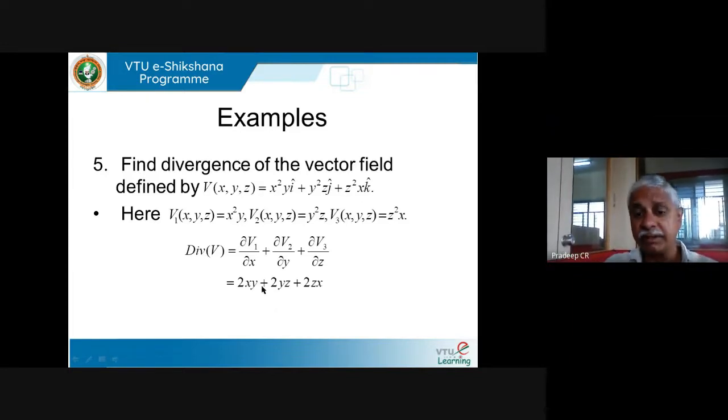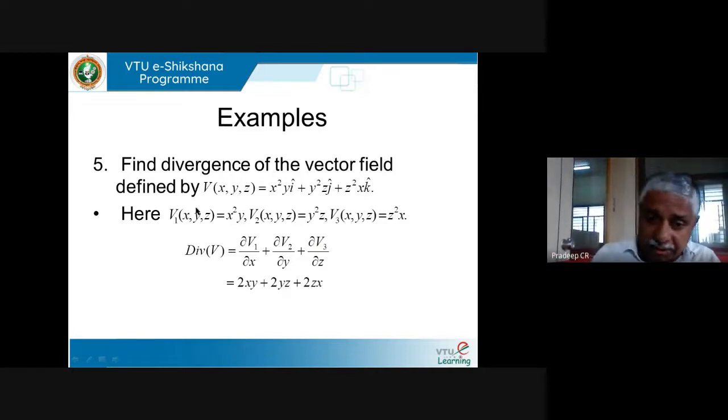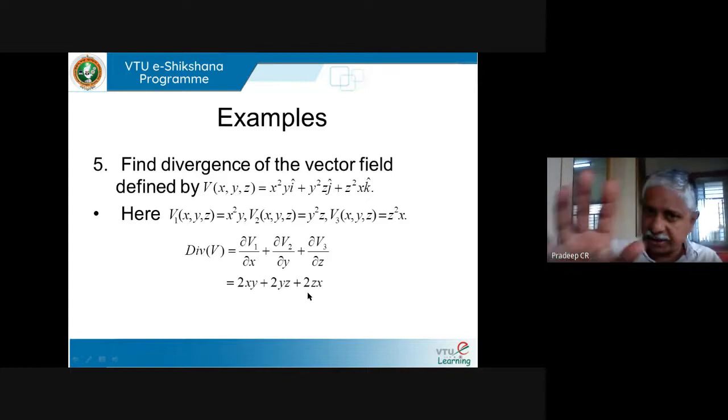At 1, 2, 3, it's something else. At different points, I'll get different values, different scalars. So divergence of V is various numbers put together. So divergence of V is a scalar field.